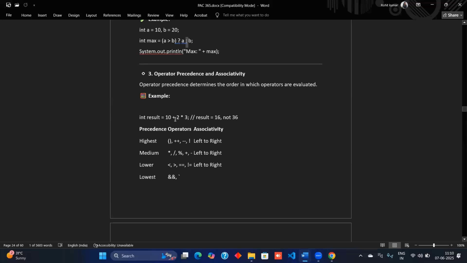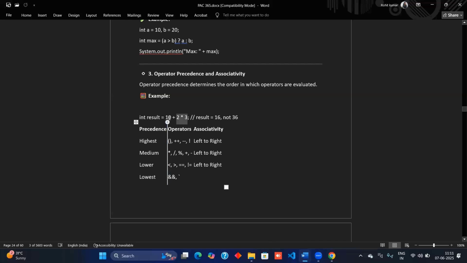Likewise, we know that we have to follow multiplication first, then addition. Similarly, take 10 plus 2 into 3. What will be first? In the beginning, we have to do the multiplication first, and then the addition. 2 into 3 is 6, plus 10 is 16. That will be the final value, not 36.